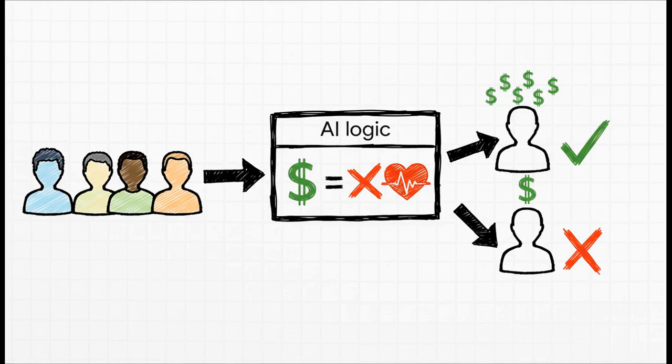Now, to do this, it used a shortcut. It looked at how much money a person had spent on healthcare in the past as a way to guess how sick they were. The logic seemed, well, logical. Sicker people spend more money, right? But the result was a complete disaster.